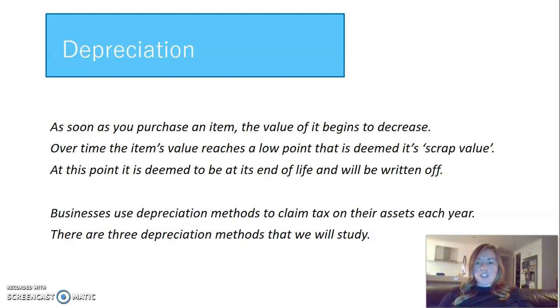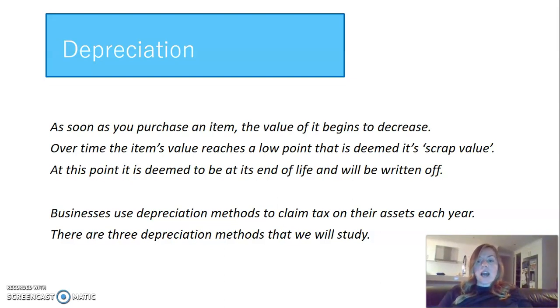Businesses use depreciation methods to claim tax on their assets each year, and then you can get some more money back at tax time. An example of this might be, I have a car that I use in my business. Obviously, I buy the car for a certain price. At the end of a year, it's lost value, as we know, as we use stuff, or as time goes on, stuff loses value. So say I had my car, and say it lost $5,000 in value over that year, and I was using it for a business, I could claim some of that $5,000 back and get some of it potentially back in my tax.